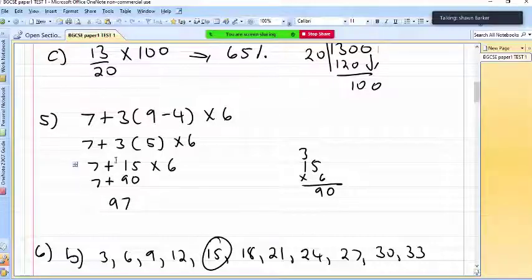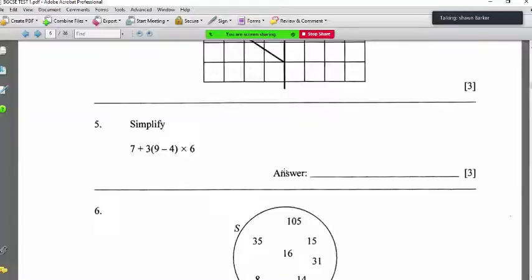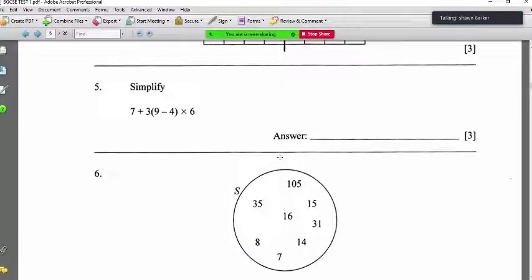So now I have 7 plus 15 times 6. Well, I still have to do multiplication from left to right. So therefore this multiplication has to be evaluated next. So 15 times 6, that gives me 90. And then I add my 7, gives you 97. So this is pretty straightforward. So these first 5 problems shouldn't give you too much difficulty.